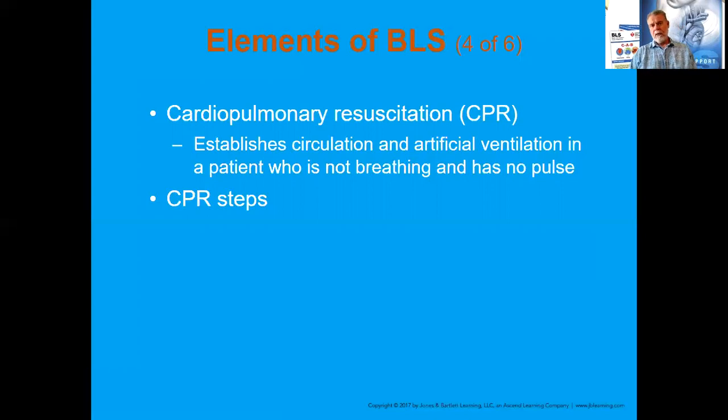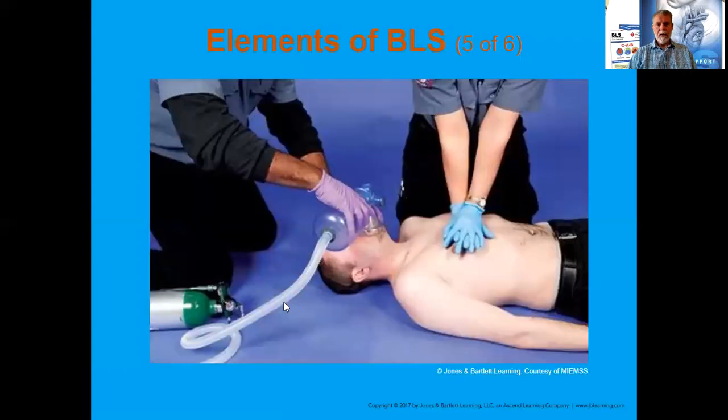Even compressions alone, and again, there are certain times for compression only CPR, generate a process known as passive oxygenation. And with that, the patient's still getting 21% oxygen. So again, different parameters for different scenes. This isn't going to cover all of those in depth. It's going to review some of the primary protocols for CPR.